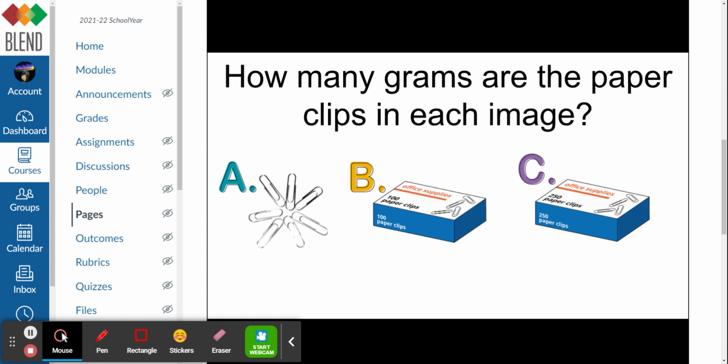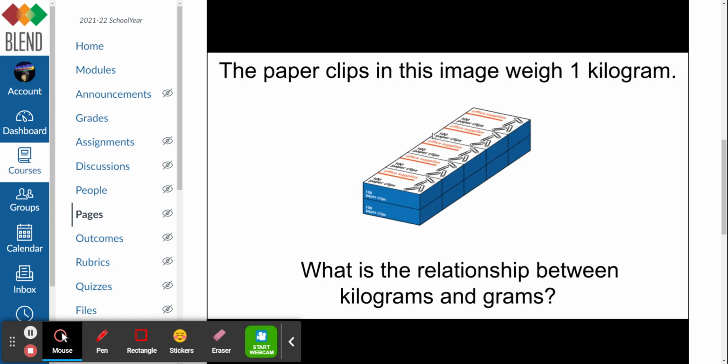All right, so we're going to use that to solve the rest of our problems. I'm sorry it wasn't on the last video. Okay, so, oops, that is the last video. Here we go. How many grams? We did that one. The paper clips in this image weigh 1 kilogram. What is the relationship between kilograms and grams?